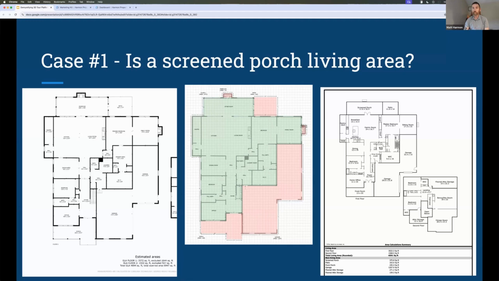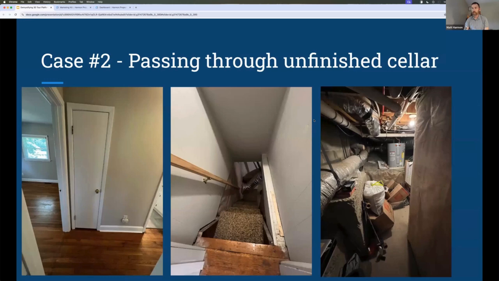Now, you wouldn't know from looking at this if it was included or not. You would have to have this that shows that the green areas are the living area. So it's a little tricky. It is scary. Let's look at this next one.